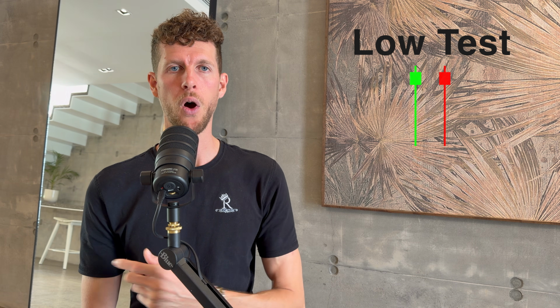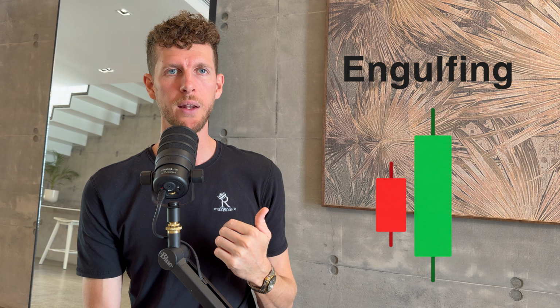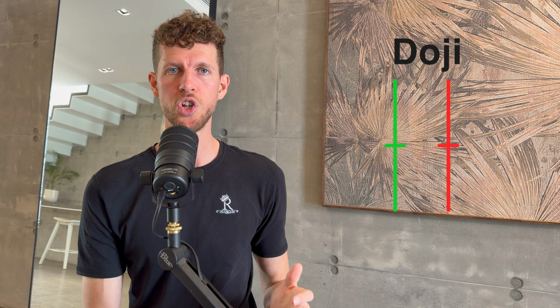Now, as for the candlesticks that we'll be focusing on, they are reversal candlesticks. There's going to be the low test and the high test candle. There's going to be the hammer and inverse hammer or inverted hammer. There's going to be the inside bar, and there's going to be engulfing candles, tweezer candles, and doji candles. There are obviously a lot of candlestick patterns out there, but these are the 6 major reversal ones that we'll be focusing on for this particular strategy that we'll be teaching.